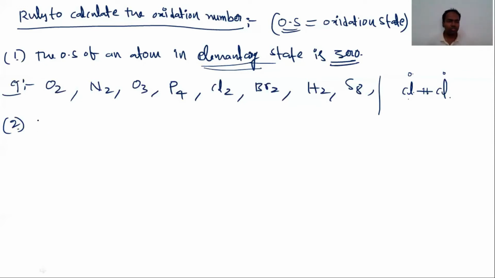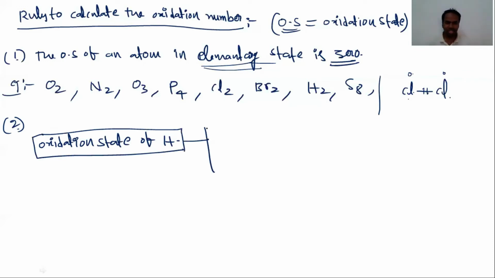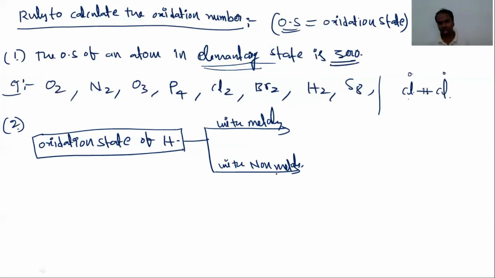Now come to the second rule, for hydrogen. The oxidation state of hydrogen is very important. Hydrogen can show two different types of oxidation state: when bonded with metals, and when bonded with non-metals.